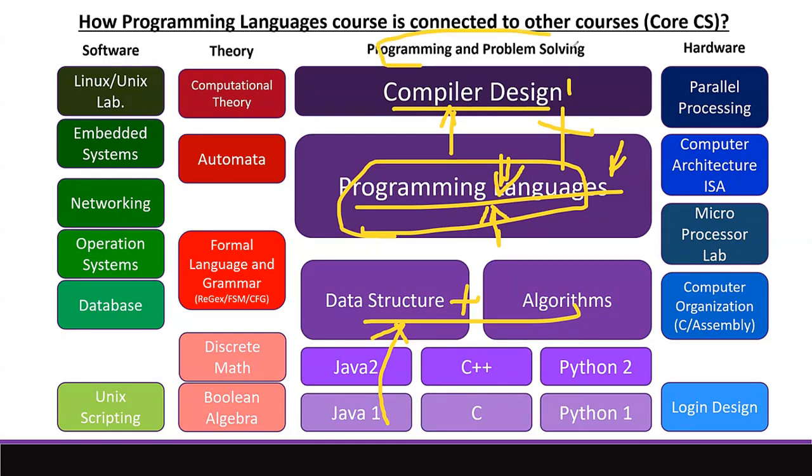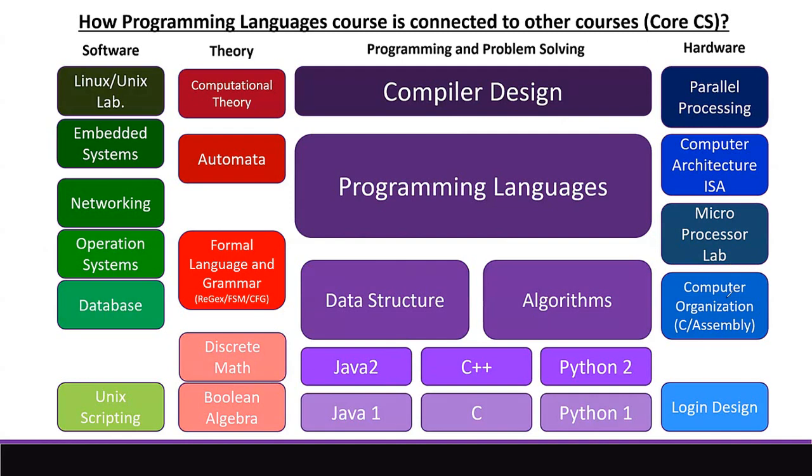Other than the problem solving and programming track, you will need to know about some hardware, including logic design, computer organization, computer architecture, and microprocessor lab. If you are in computer science and engineering, you may need this hardware training. You also need to know about parallel processing. Nowadays, multi-threading, multi-programming, and instruction level GPU design are very important. So hardware is also very important.